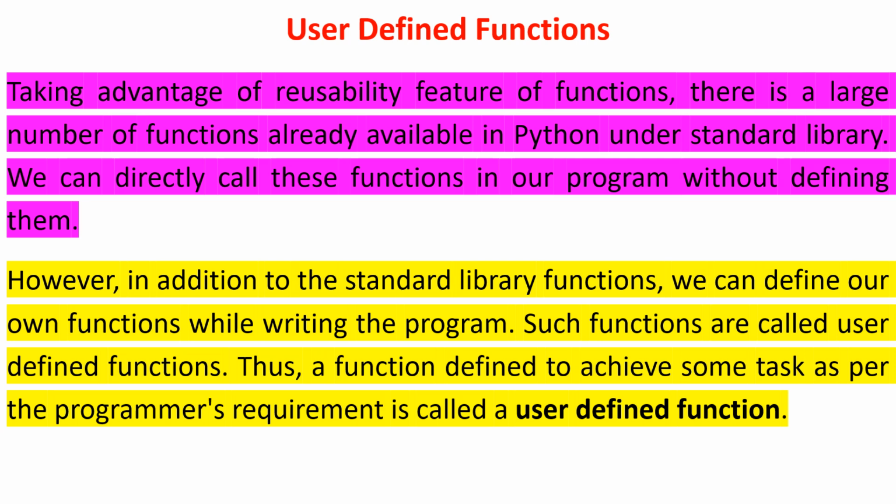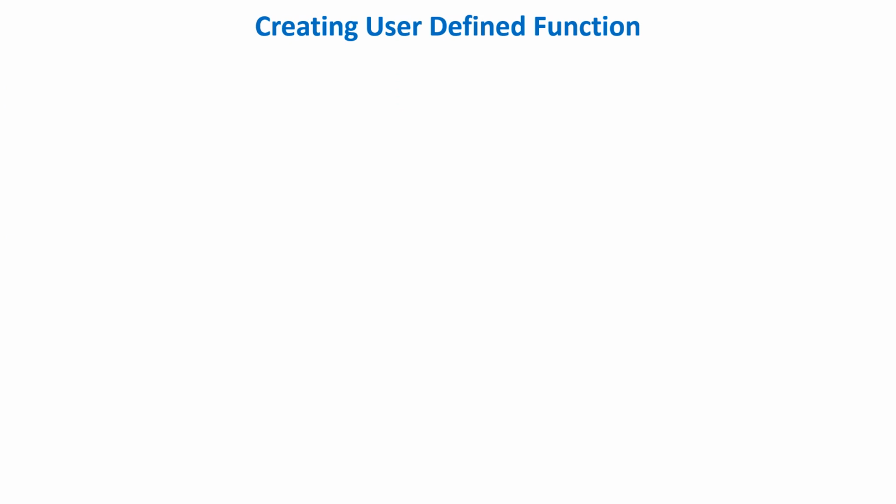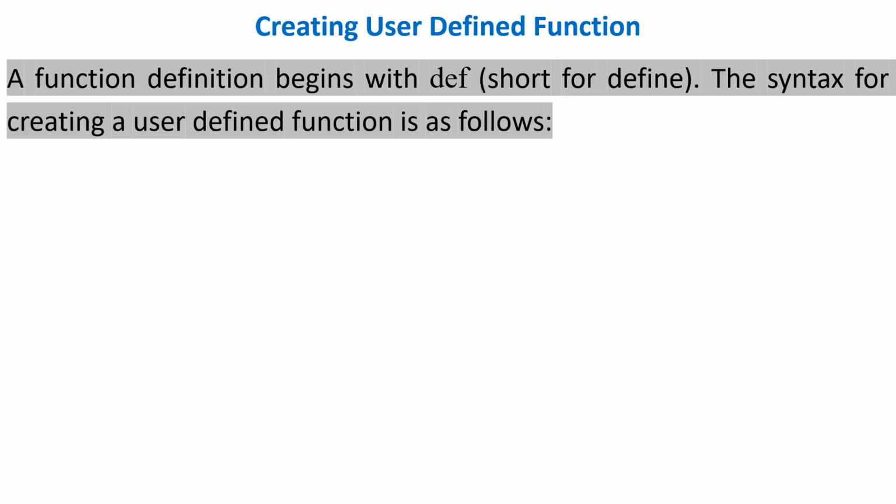For example, to find the sum of five numbers, we define a function called sum, and that is called a user-defined function. So a user-defined function is defined to achieve some task as per the requirement of the programmer, that is, a user. The function definition begins with def, in short, define. The syntax for creating a user-defined function in Python is as follows.